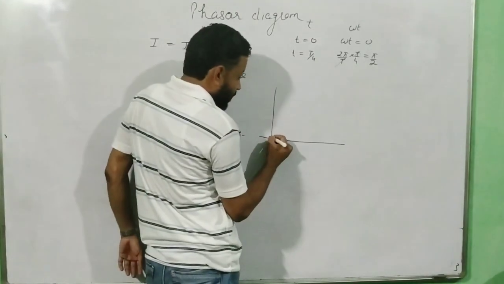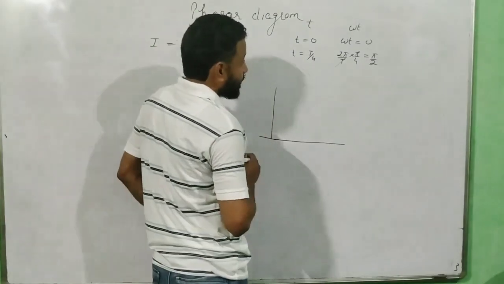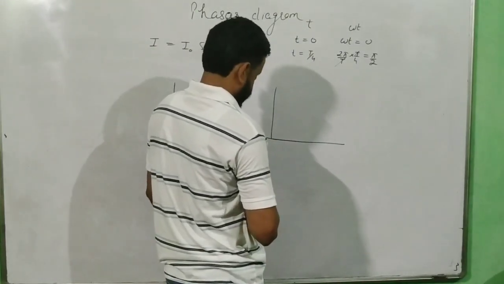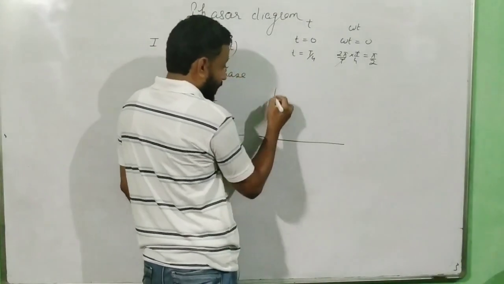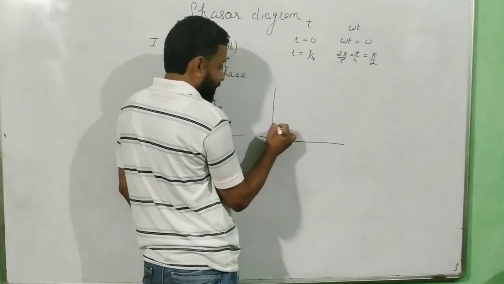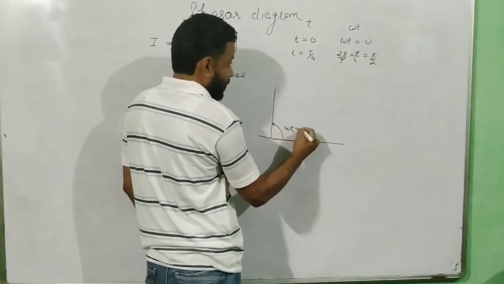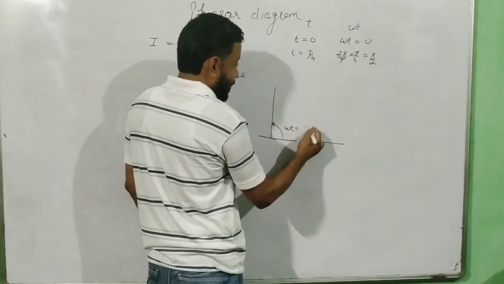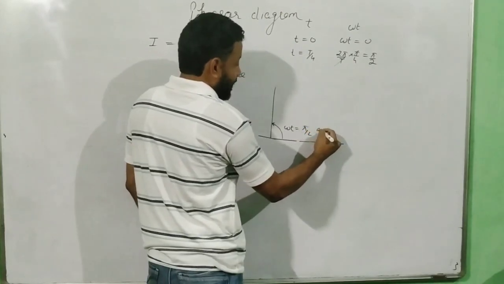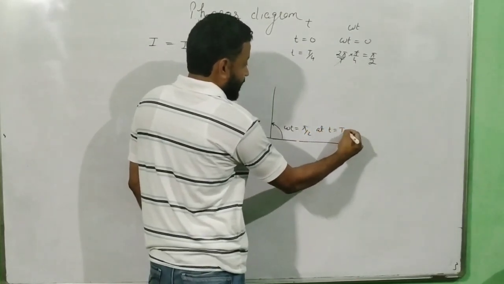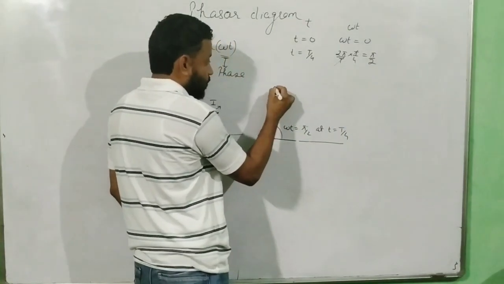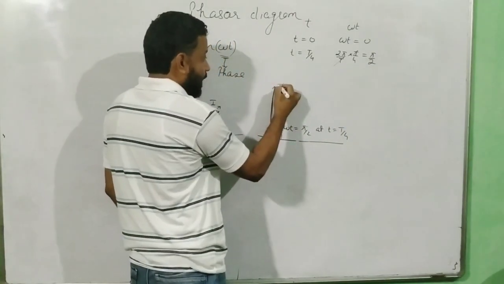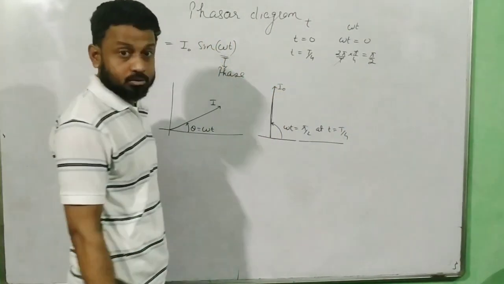So when I plot omega t as pi by 2, I have to plot this over here. This is omega t equal to pi by 2 at t equals T by 4. And I will put an arrow mark over here. What does the arrow mark signify? The arrow mark signifies I naught.